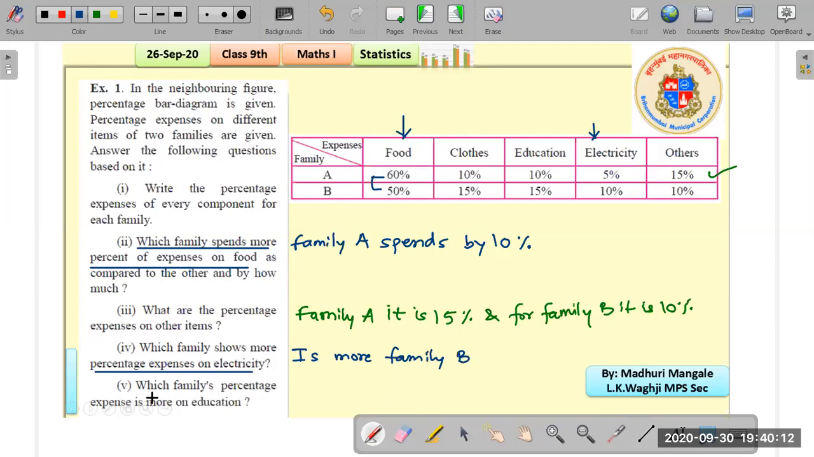All right, and the last part, which family's percentage expense is more on education? So which family's percentage expense on education is more? That is family B with 15%. So we put the answer. It is family B. That completes this question on graph reading.